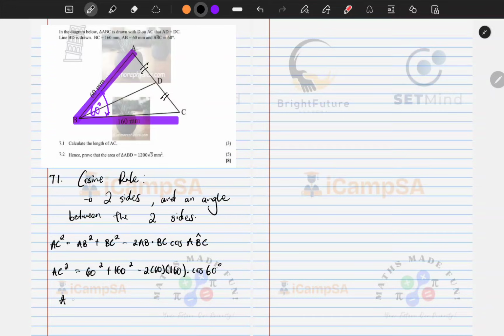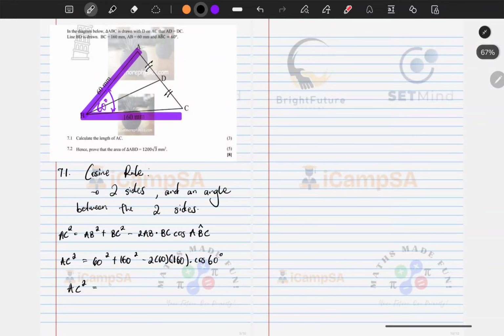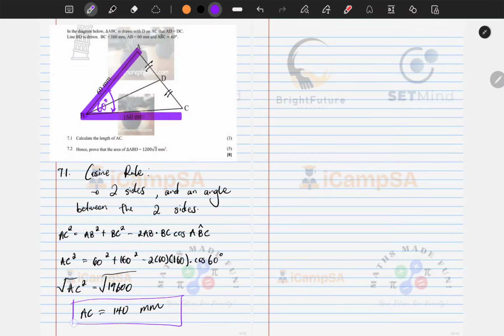So now you are just going to have to punch your calculator. You are allowed to punch your calculator on the entire of this thing, right? So you are going to get your 19600, right? And then when you square root both sides, you are going to have your AC as 140 millimeters, so you don't have to forget the units.